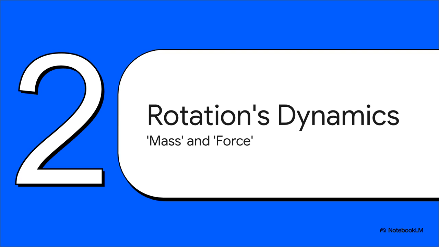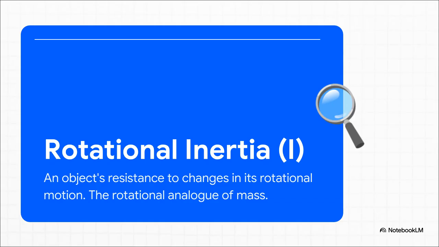Okay, we've got the basic language down. Now let's get into the dynamics. And you're going to see a pattern here, because those familiar ideas of mass and force, yep, they have direct rotational equivalents too. So instead of mass, which is just an object's resistance to being pushed in a straight line, we have something called rotational inertia, which we write as I. It's an object's resistance to being spun. Think of it as the rotational mass, or the laziness of an object when it comes to spinning.